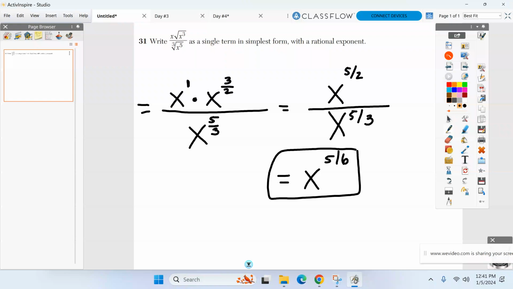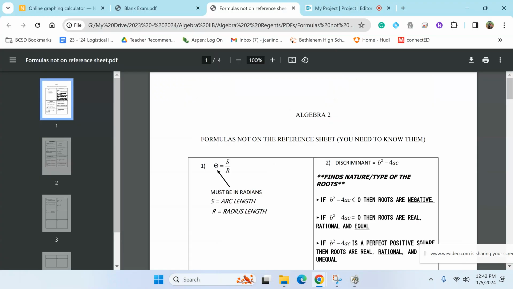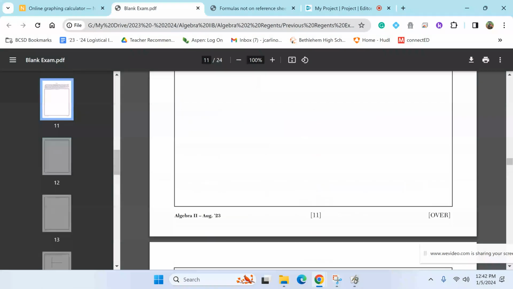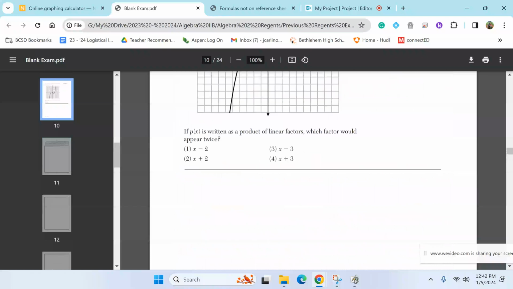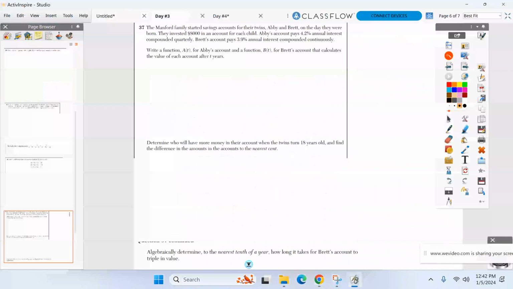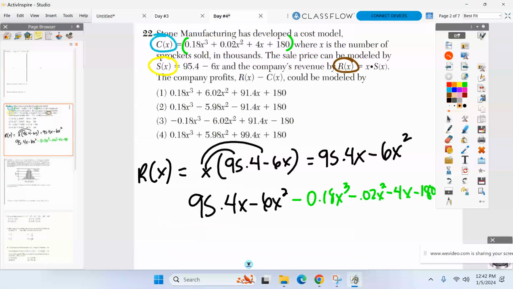Wait, I have a question. Sure, go ahead, Paige. About 22, because I didn't get that. You said to distribute the negative, so I did. But 6 minus 0.2 is 5.98. But it's negative and negative though. Oh, it's negative 6. Right. So now I'm going to get negative 6.02 x squared. Okay.